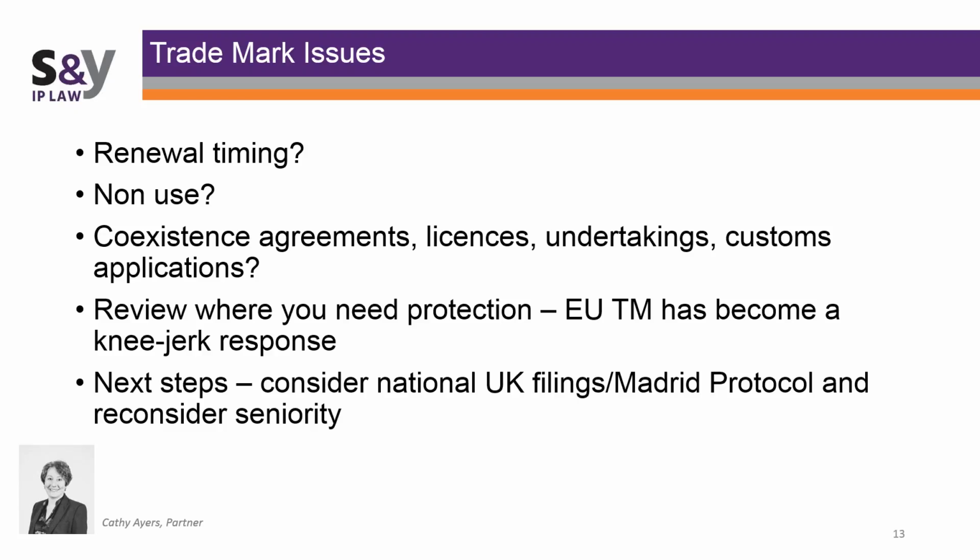Something to start thinking about now, particularly with the first 3 items I've mentioned on point 3 on the slide, are coexistence agreements, licenses and undertakings you may have, basically contractual issues that you've got with third parties. You should be looking at them now to see if there's any perhaps renegotiation needed.